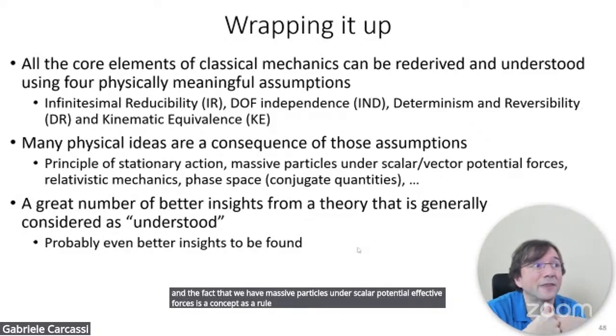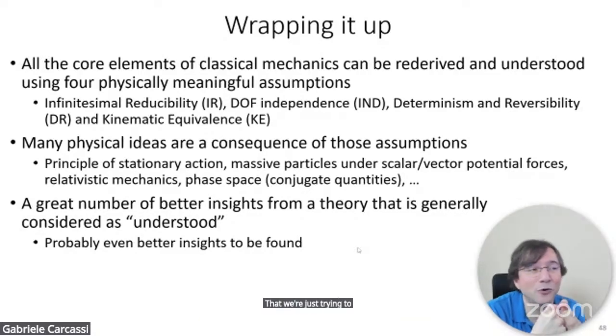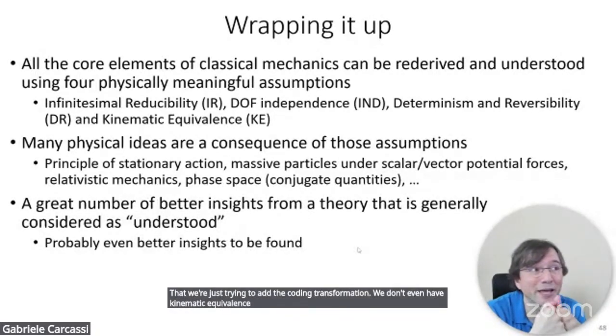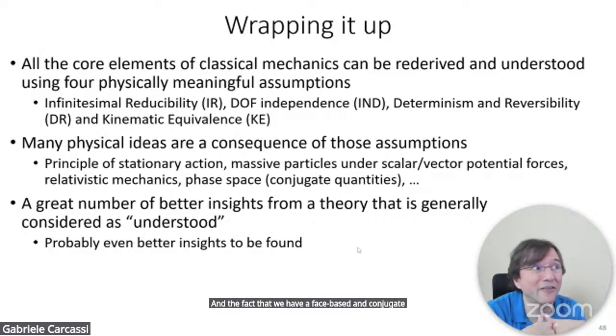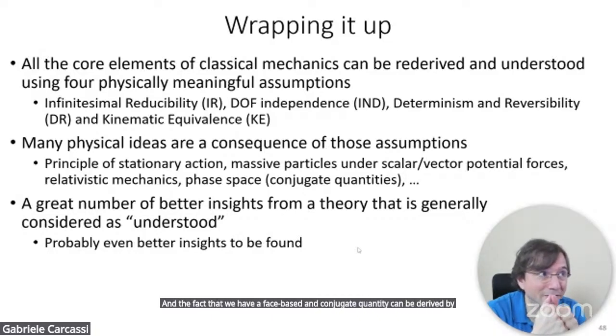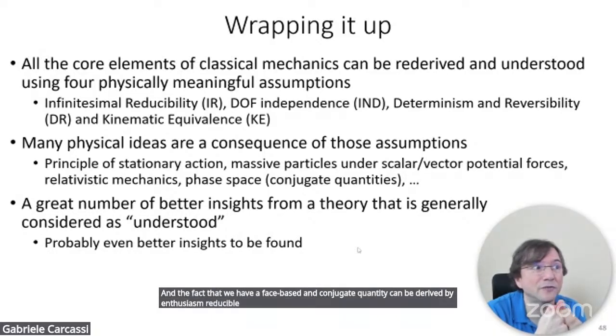And the fact that we have massive particles under scalar potential vector forces is a consequence of all those assumptions. The fact that we get relativistic mechanics is because we are just trying to add the coordinate transformation. We don't even have kinematic equivalence technically for that. And the fact that we have a phase space and conjugate quantities can be derived from infinitesimal reducibility and independence of the degrees of freedom.